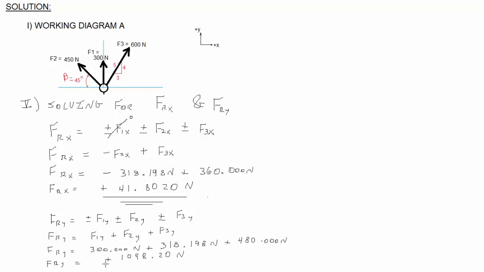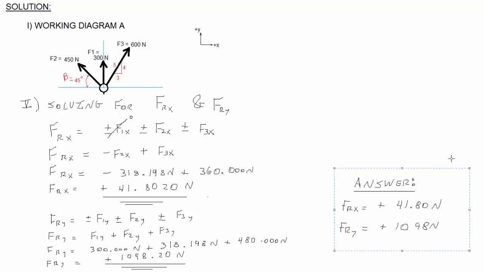So then we underline that three times, and we write in our answer box over here, somewhere off to the side. FRx equals a positive 41.80 newtons. FRy equals a positive 1098 newtons. And if you compare those answers to the previous problem, they are the same if you use Pythagorean's theorem to solve for the resultant vector. There you have using the method of components to resolve the vectors into single resultant x and y components. This method is many times easier and faster than using the parallelogram rule.